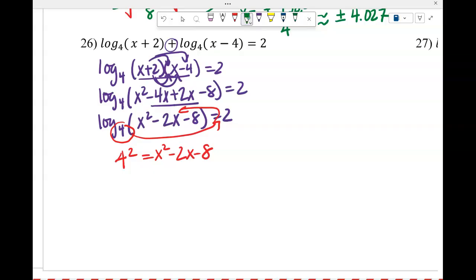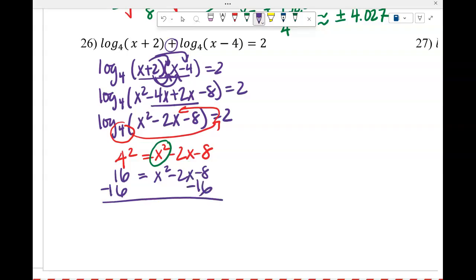Well, we have a quadratic term. So if we have a quadratic term, guys, we have to make sure we set one side equal to 0. But I'm going to write 16 first. 16 equals x squared minus 2x minus 8. Then move 16 over, so 0 equals x squared minus 2x, negative 8 and a negative 16 is going to be a negative 24.